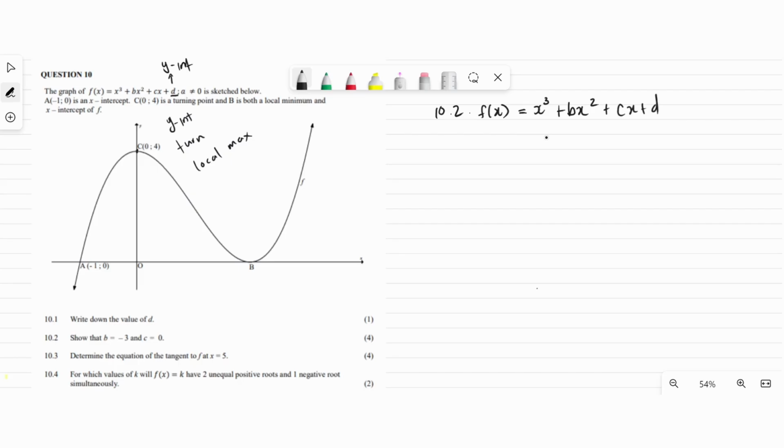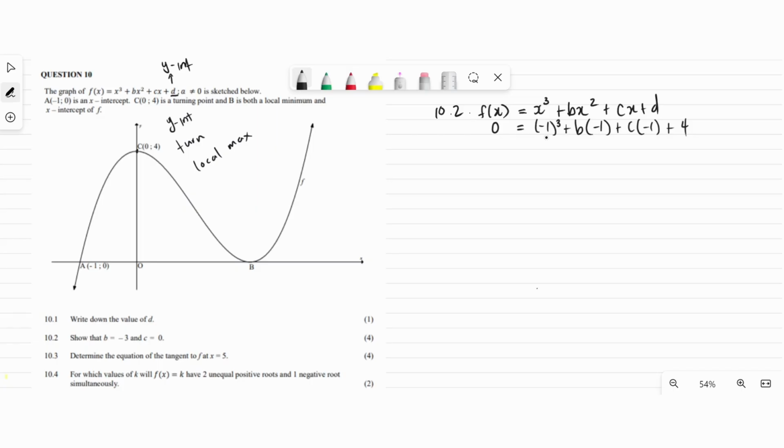So we're going to substitute a. So a is what? It's negative 1 and 0. So y is 0, which is f of x. Then x is negative 1, sorry. But we know that d is what? d is 4. So we're going to substitute that.